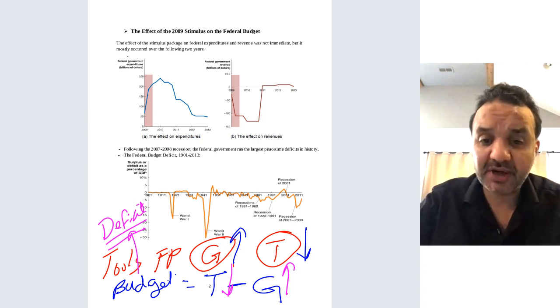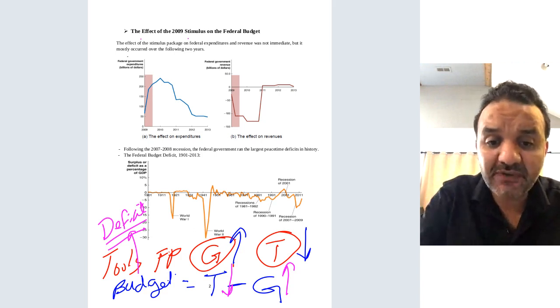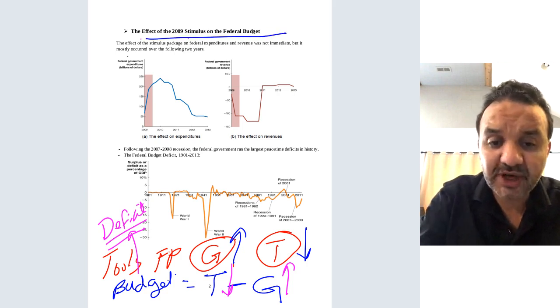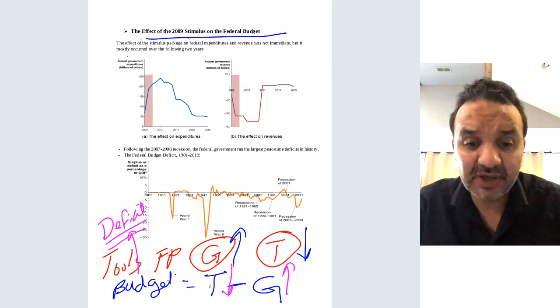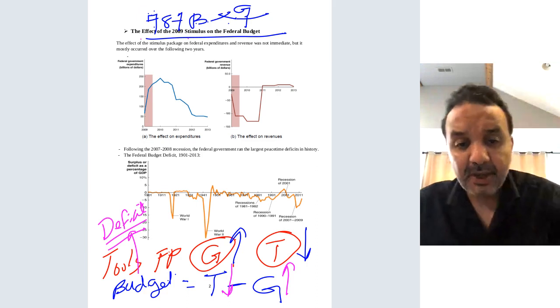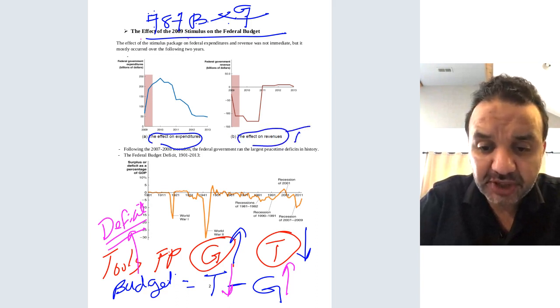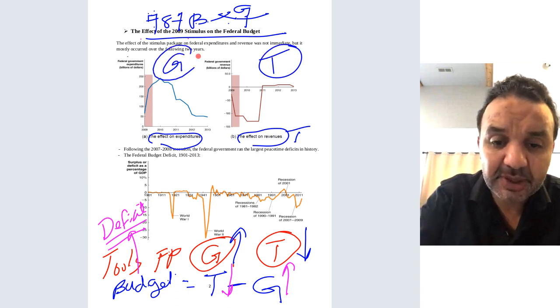Let's apply this in real life. I explained in the previous video the Obama stimulus package in 2009. So let's see what was the effect of the 2009 stimulus package on the federal budget. Remember, the stimulus package was 787 billion, and this includes government spending and tax cuts. So here is the effect on expenditure, and here the effect on revenues, which is the effect on tax. This is tax, and this is government spending.